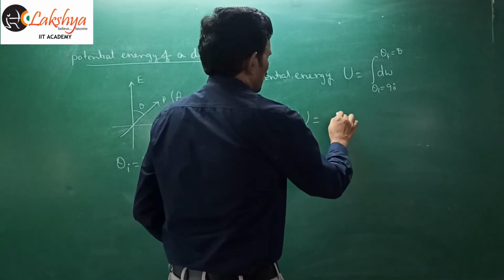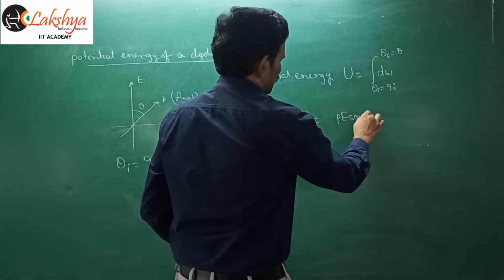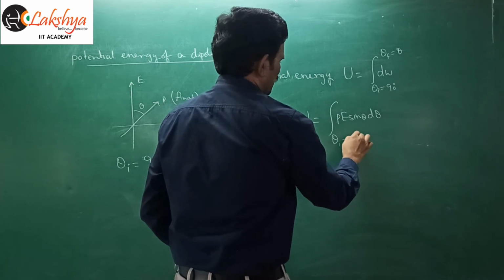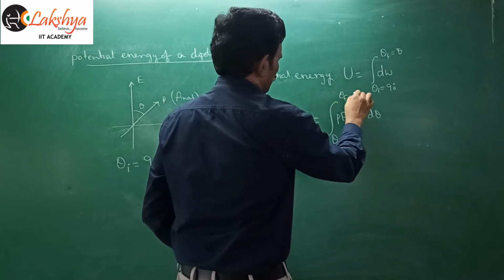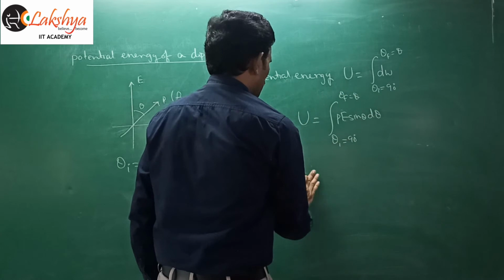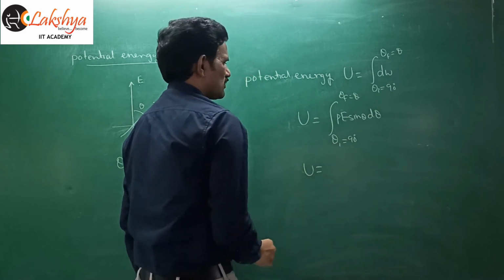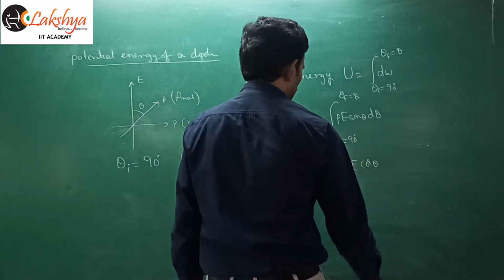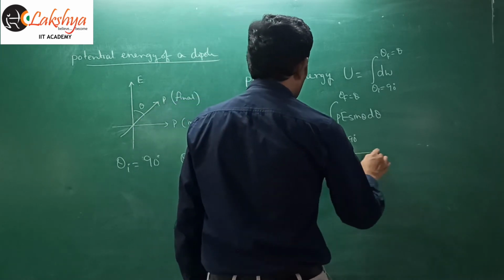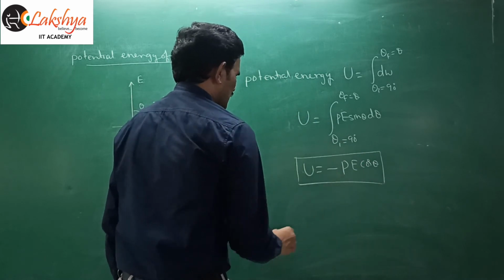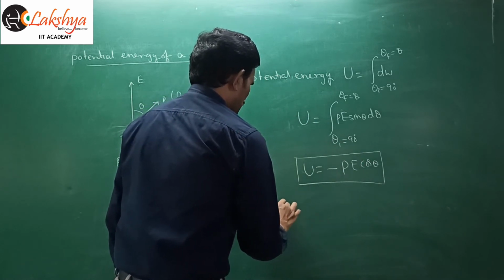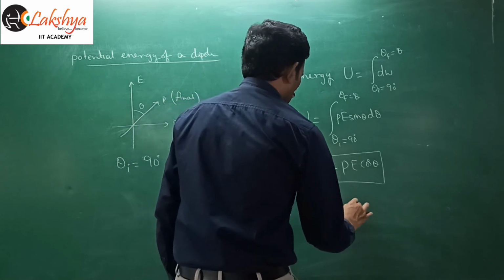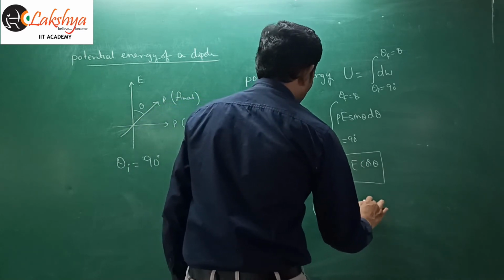So this is nothing but the integral of P E sin theta d theta, from theta initial 90 degrees to theta final theta. Therefore you can write this potential energy as minus P E cos theta. This is the potential energy expression. You can also express this as minus of P bar dot E bar.